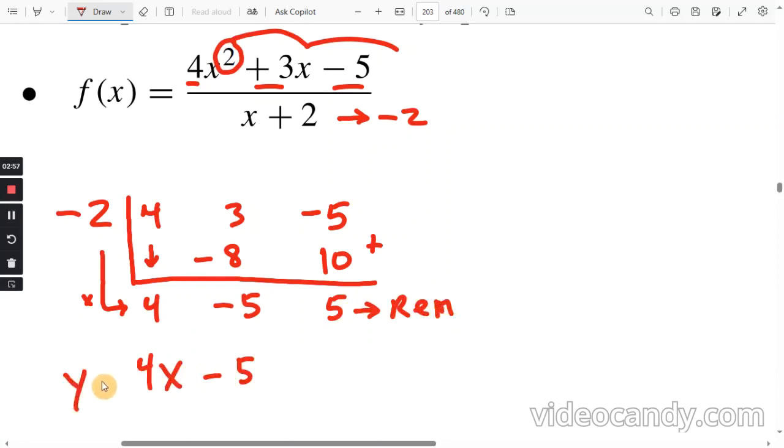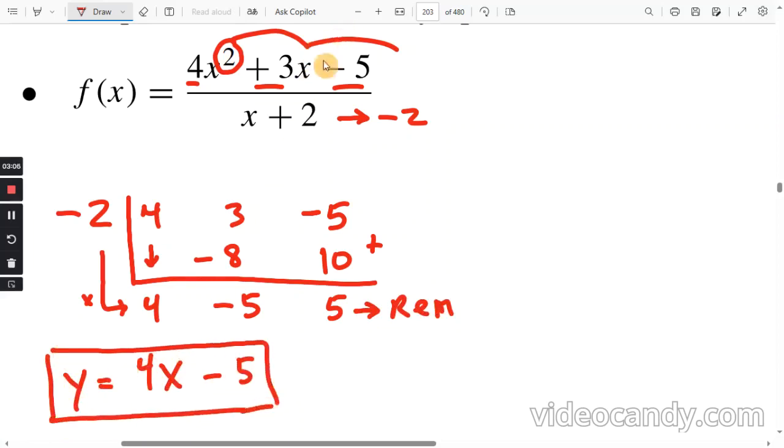The equation for the asymptote is y equals that number. All right, so like I said in the notes, you just use polynomial division, or you can do long division or synthetic division. Whatever you get, that is your slant asymptote, and you just ignore the remainder.